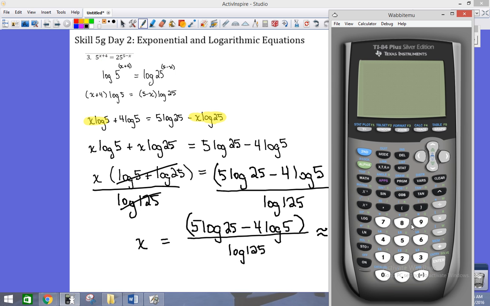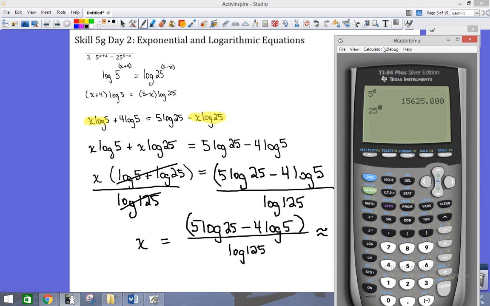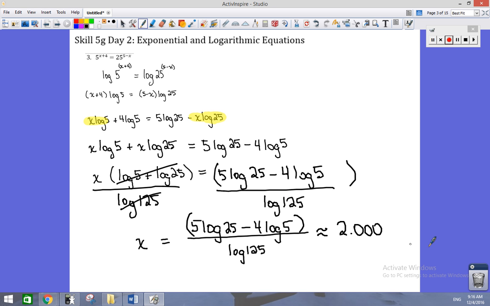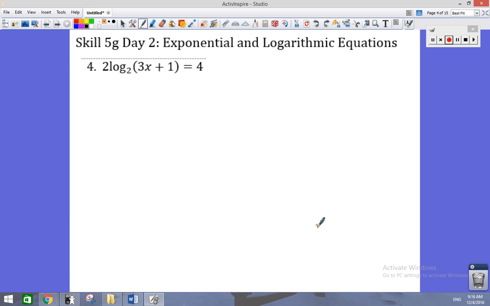Alright, now this is one that's fairly easy to check. If we plug 2 back in, on the left hand side we've got 5 raised to, well, 2 plus 4 is 6, 5 raised to the 6th power, and on the right hand side we've got 25 raised to the, well, 5 minus 2 is 3, 25 to the 3rd power, and hey, we get the same value, so it checks. And it looks like it was also an integer answer, not a decimal answer, which is pretty nice too, huh? Alright, so let's check on the next equation.